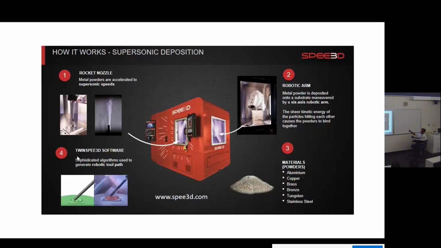So this is the machine that we have here. We have taken this on lease. So CDU has got an alliance with Speed 3D, and we have this machine here. It's a small one, can produce up to 5 kilogram parts.